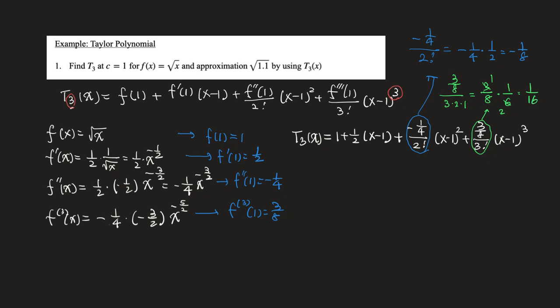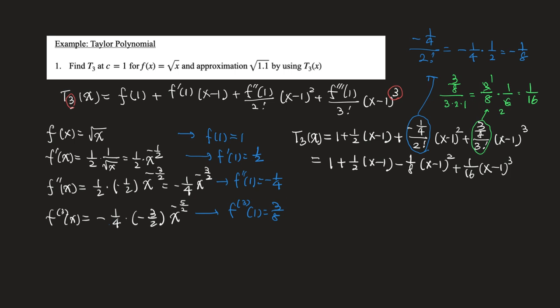So you now have 1 plus 1.5 times (x minus 1) minus 1 over 8 times (x minus 1) squared plus 1 over 16 times (x minus 1) cubed. That's going to be the polynomial of degree 3 for the square root of x.